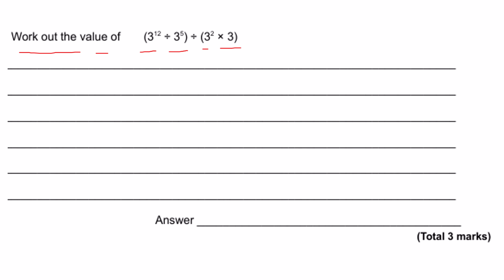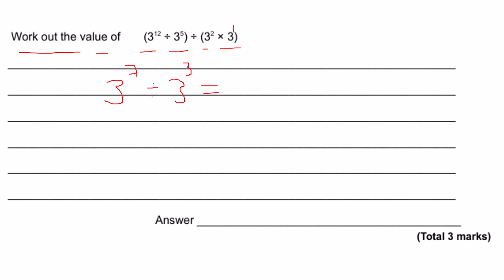When we have a division with the same base, we subtract the powers. So that'll be 3 to the power of 7. Okay, 12 minus 5 is 7. And we're dividing that by 3 squared times 3. So think of that as 3 to the power of 1. Okay, when I'm multiplying with the same base, I'm going to add the powers. So that'll be 3 cubed. Okay, 3 squared times 3 simplifies to 3 cubed.